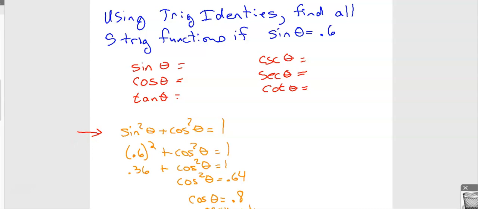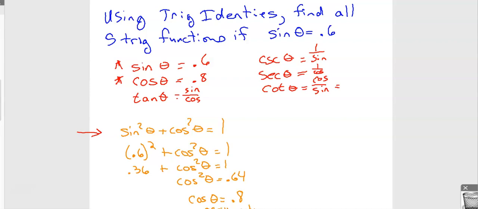And we know sine of theta is 0.6. So 0.6 squared is 0.36. And then you're going to basically solve for cosine of theta, which is 0.8. So this is 0.8, and we already know this is 0.6. Well, remember, tangent is nothing but sine over cosine, and cotangent is cosine over sine. And then remember, cosecant is 1 over sine, and secant is 1 over cosine. So just knowing these, you should be able to find the tangent, the cosecant, the secant, and the cotangent after you found that.